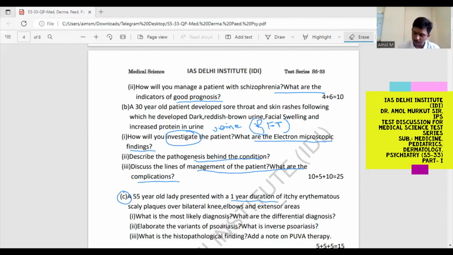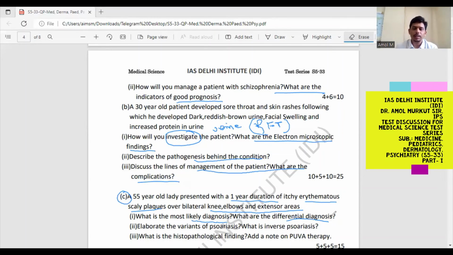knee, elbows, and extensor areas. Erythematous scaly plaques. Scaly plaques means we can directly go to psoriasis. Okay. Then what is the most likely diagnosis? What are the differential diagnoses? Most likely psoriasis. DD, you can say atopic dermatitis, but she is having 1 year duration only, so we can't go to that aspect.